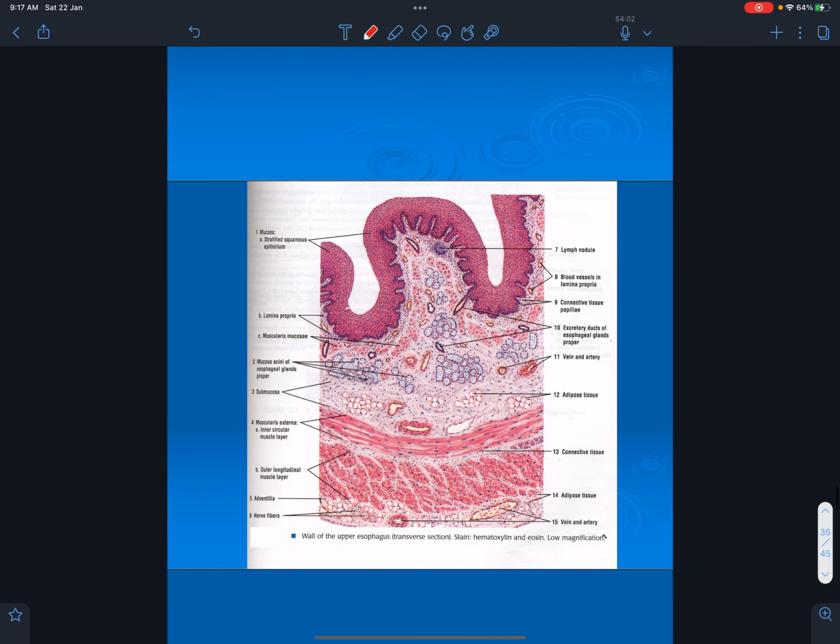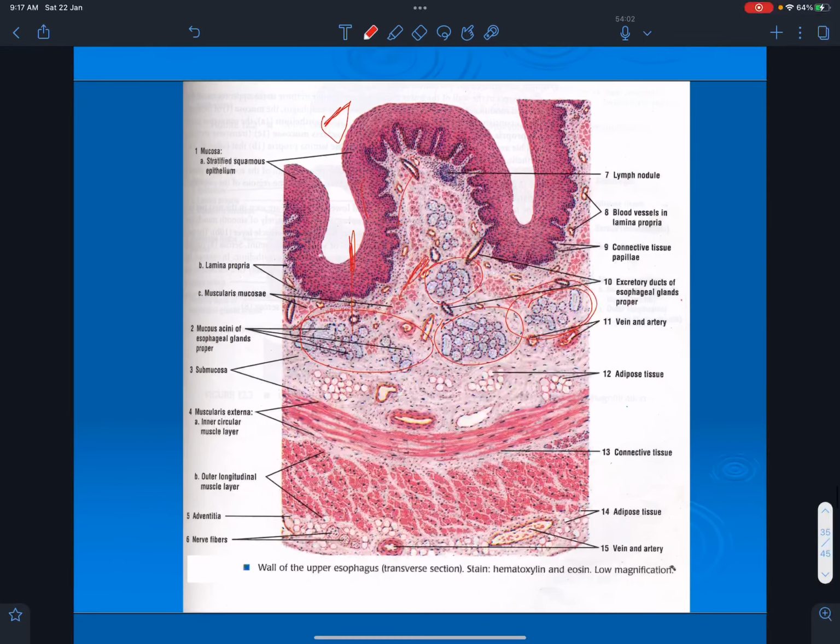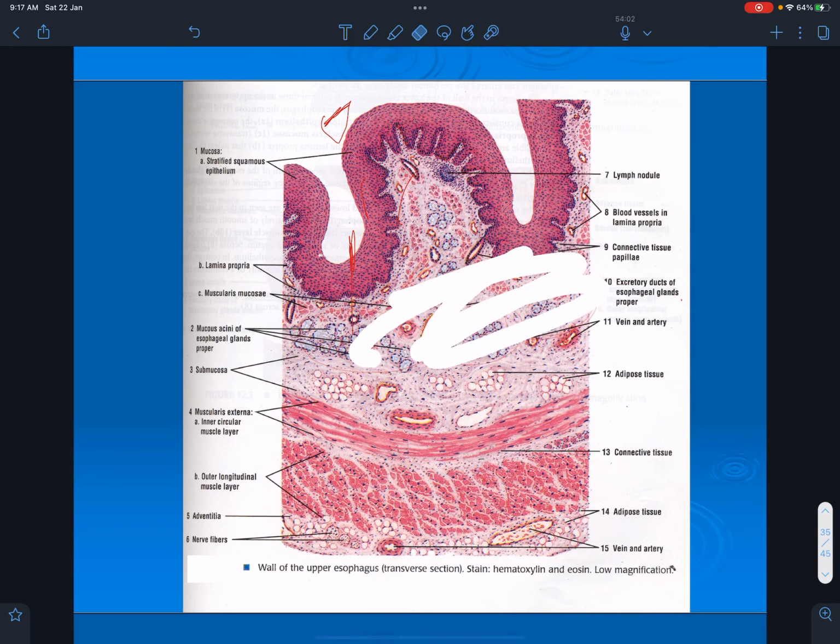All right, like we can see right here, very thick stratified squamous epithelium. And here is the submucosa. If this is the mucosa, with the epithelium, the lamina propria and the muscularis mucosa, here is the submucosa, and you can see the presence of esophageal glands with excretory ducts. They're the ones that secrete mucus, to protect against the chip, for example, against the abrasion of food. So you can see these mucus acini of esophageal glands.